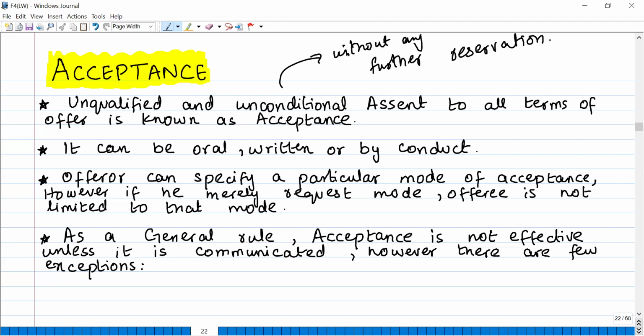Like in the son's case as well, where the son was paying mortgages, he was doing the performance. So he does not expressly need to communicate the acceptance. He did not need to tell the father, I have accepted your offer, and I am paying the installment. Just paying the installments, without expressly communicating, is indicating that you are accepting the offer, right? So these are the few exceptions.